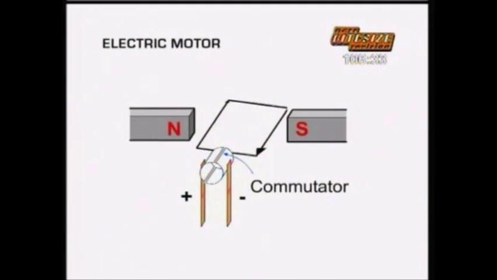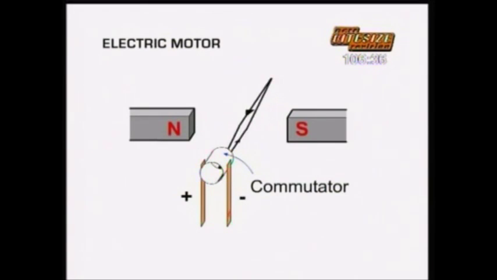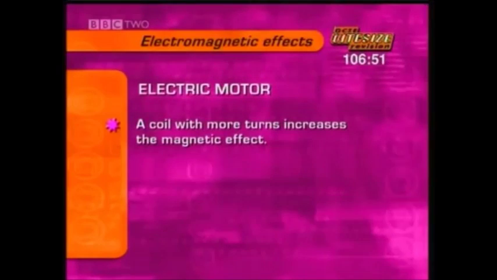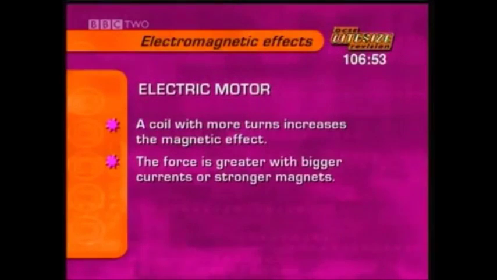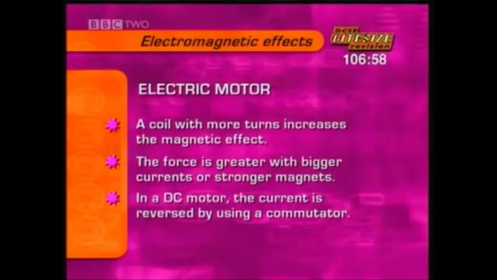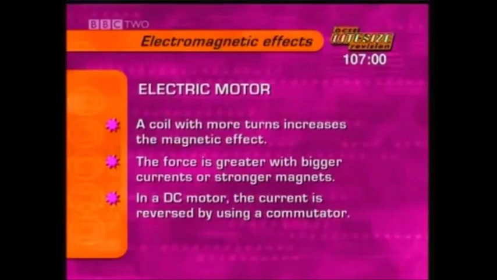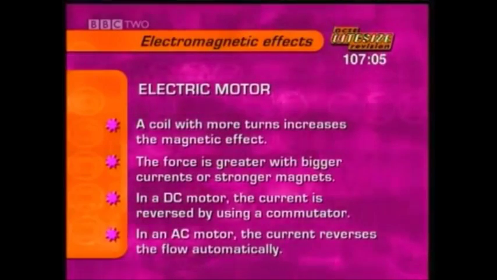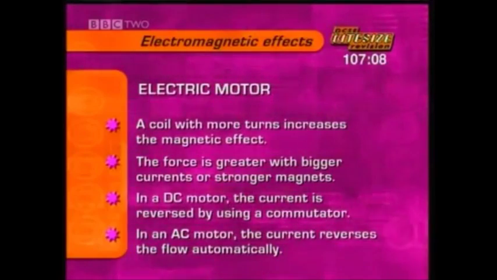The interplay of the magnetic field in the wire loop and the magnetic field between the poles causes the wire to move. Reversing the current flow at the right moment causes the loop to rotate. A coil with more turns increases the magnetic effect. The force on the wire can also be made greater by using a bigger current or stronger magnets. In a DC motor, the current in the coil is reversed by using a split ring commutator. In an AC motor, the alternating current reverses the flow automatically.